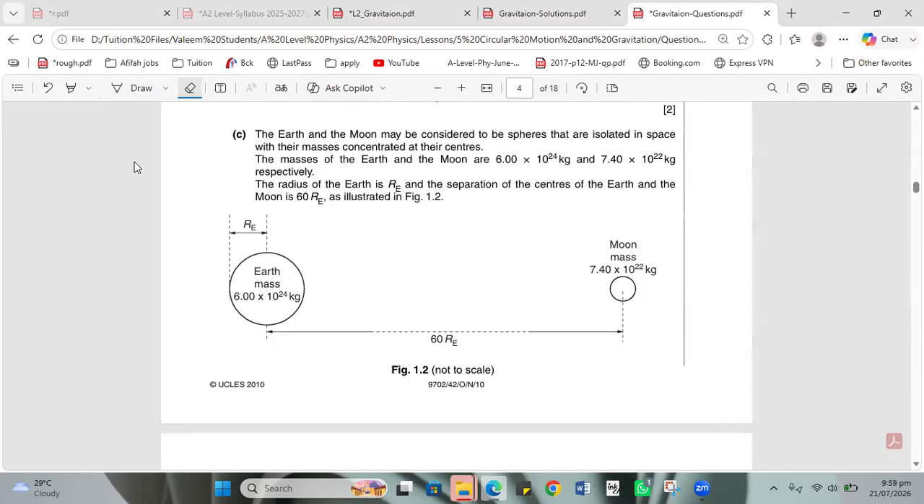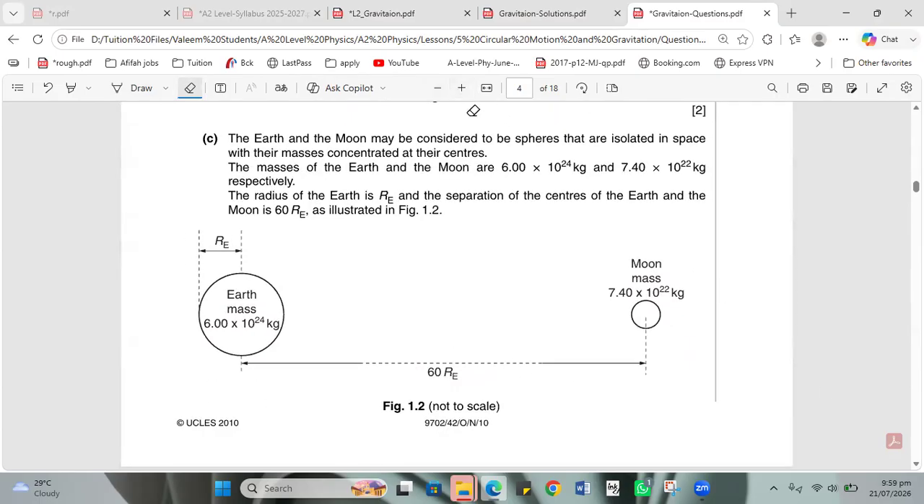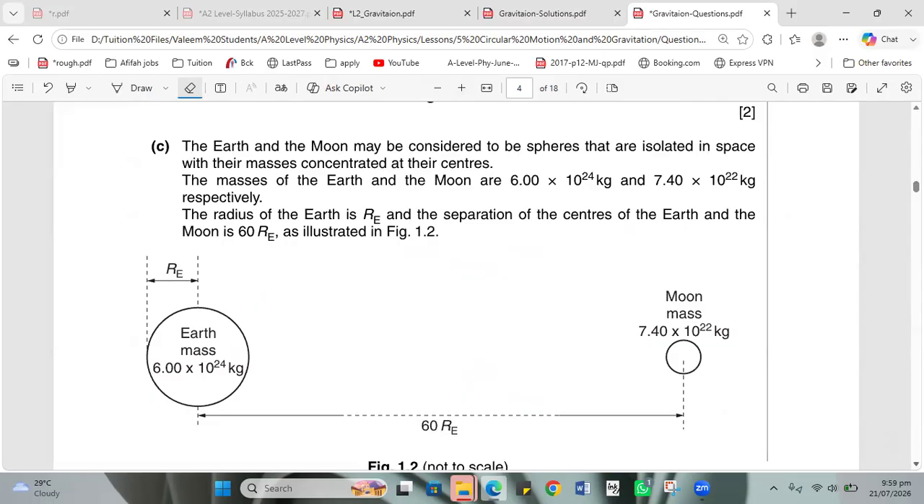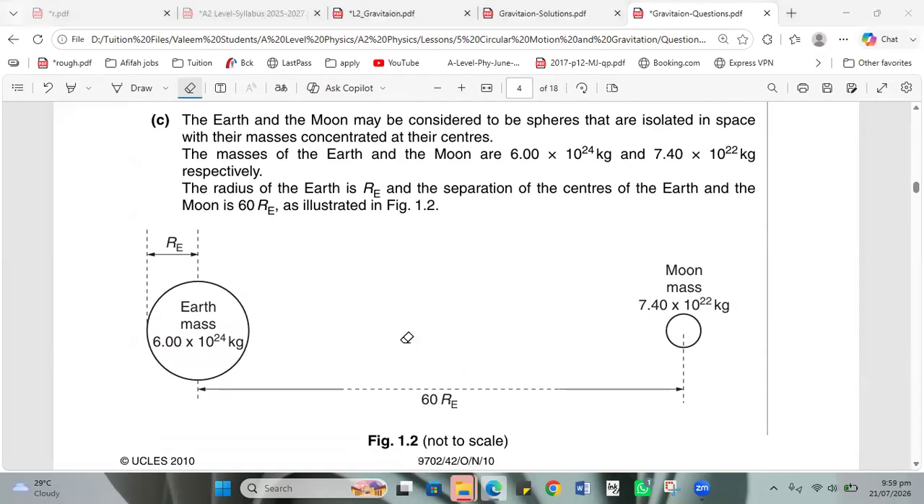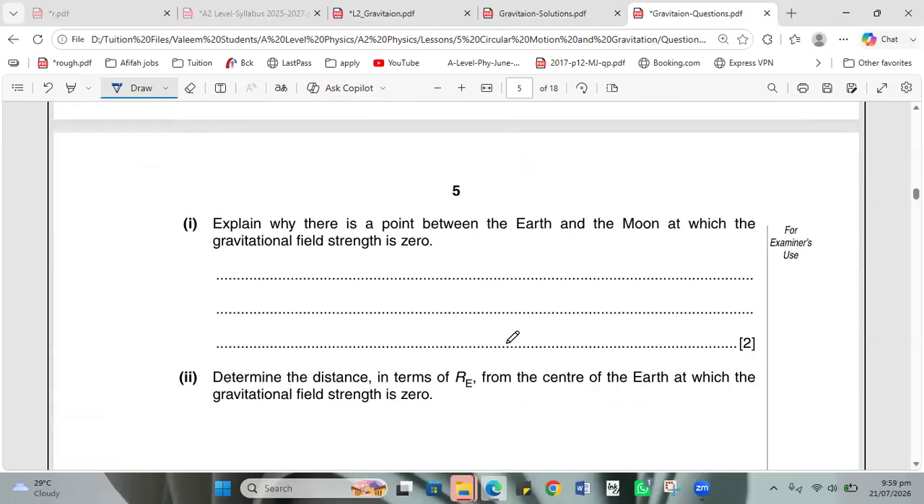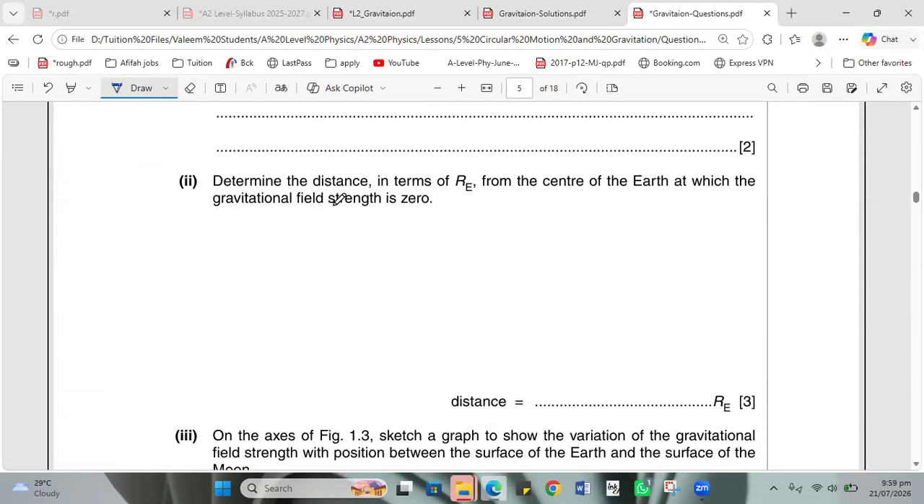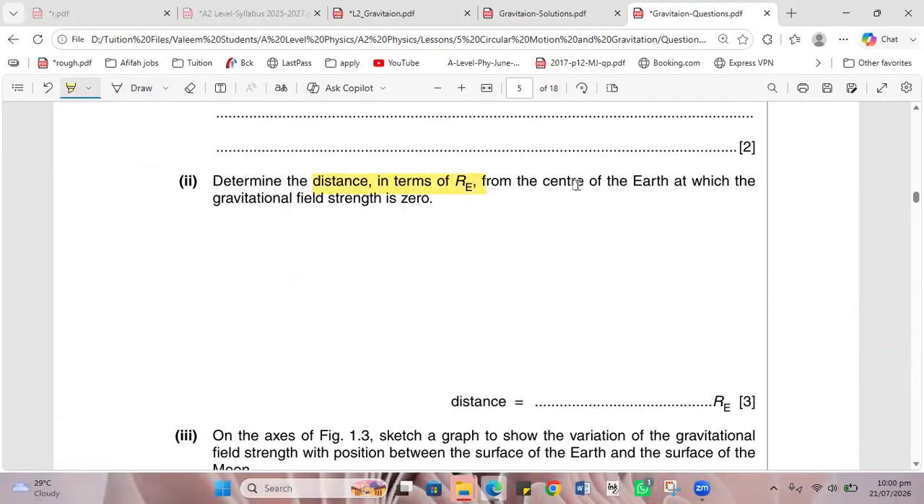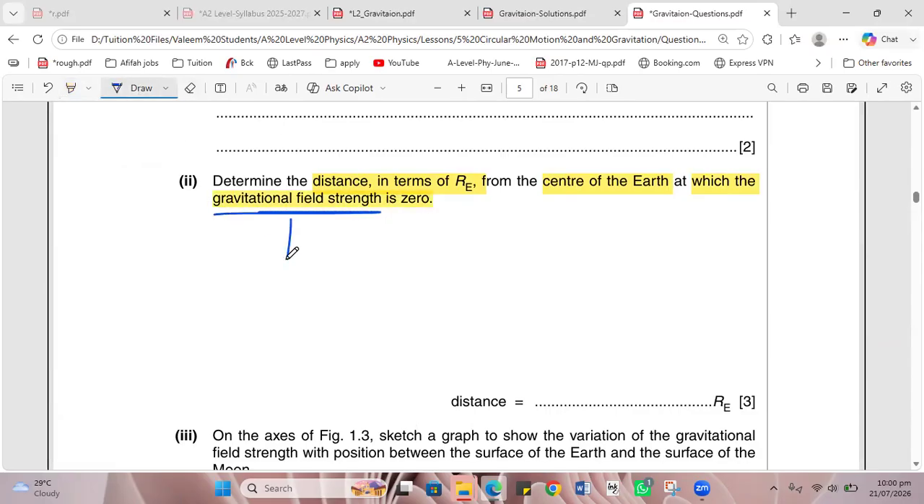Next, you are given part C. This is the exact same question as I showed you right now from the notes. This is Earth, this is Moon. The distance between them is given in terms of RE. And then you are asked to find the distance in terms of RE from the center of the Earth at which the gravitational field strength is zero. Meaning they're talking about the null point.